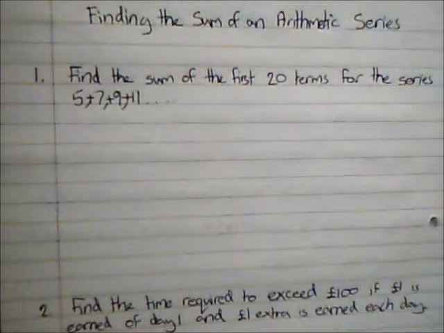In this video we're going to look at how to find the sum of an arithmetic series. So in this first question we're asked to find the first 20 terms for a series which begins 5 plus 7 plus 9 plus 11.